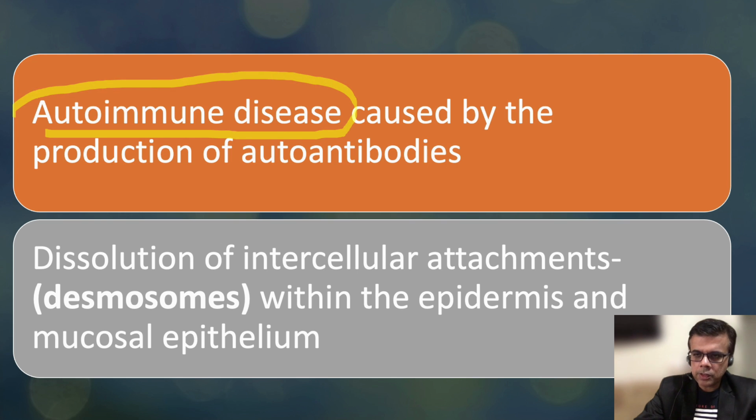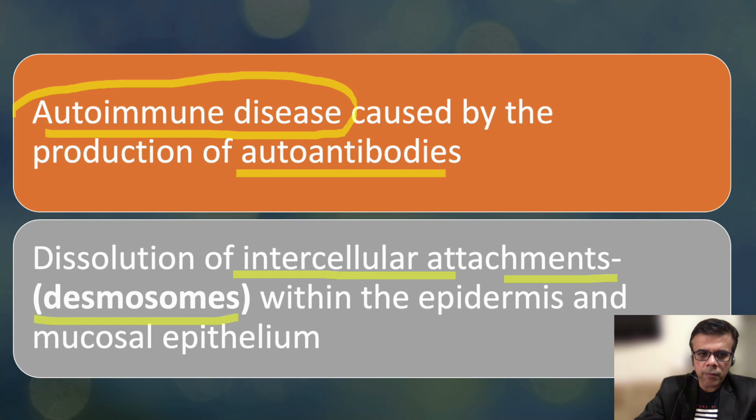It is caused by production of autoantibodies. So you are going to see lots of autoantibodies, and that can be demonstrated locally as well as sometimes in the serum. Dissolution of intercellular component is seen as an important feature. The desmosome, an important intercellular junction that forms a connecting junction between different cells, is being distorted. So desmosomes within the epidermis and mucosal epithelium are distorted. This is very commonly asked: what is the target structure? This is the desmosome.